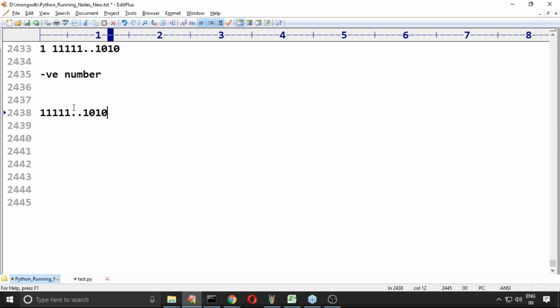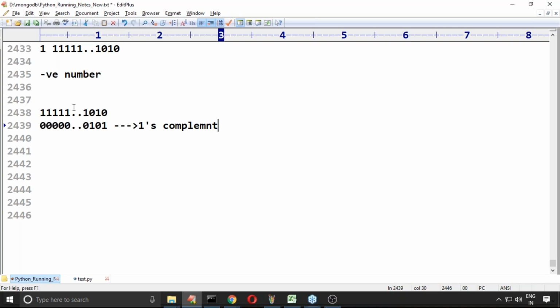First we have to find one's complement and then add 1. How to find one's complement? We can find one's complement by interchanging zeros and ones. Now observe that 0, 0, 0, 0, and so on, ending with 0, 1, 0, 1. This is the one's complement.